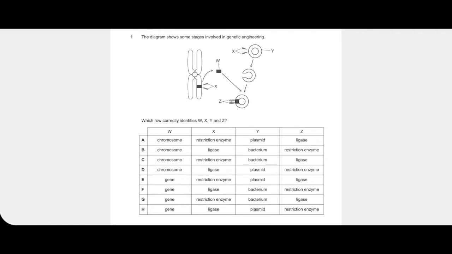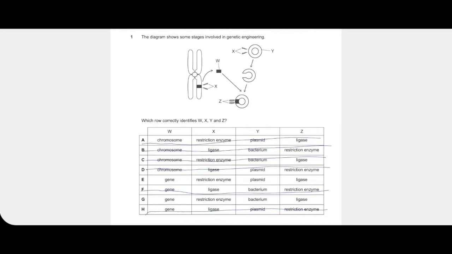So starting off with W. W is a gene, not a chromosome. We want to have a certain portion of the chromosome cut out, so that it could be inserted into the plasmid. So immediately we can eliminate A, B, C, and D. Now, moving on to X, as I was mentioning before, we cut out this gene. And what we use to cut out genes, we use restriction enzymes. So we can eliminate F and H.